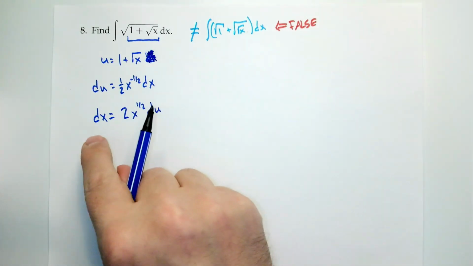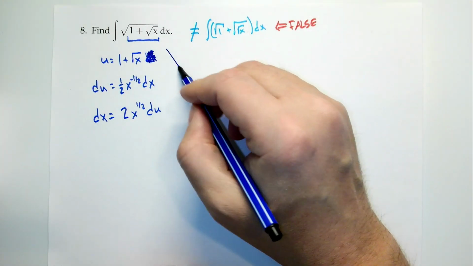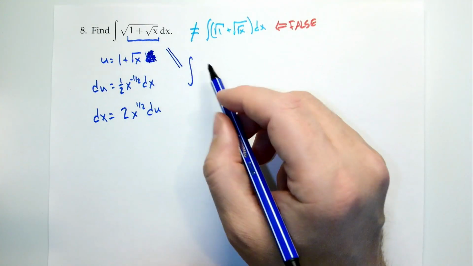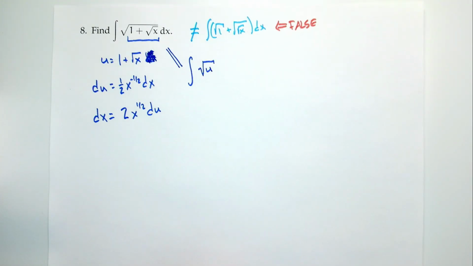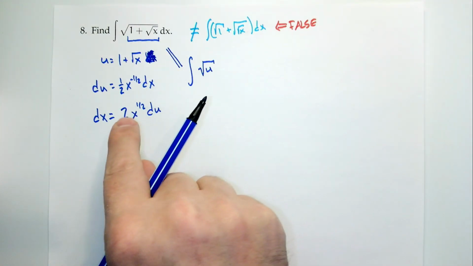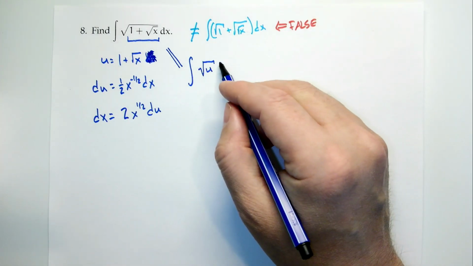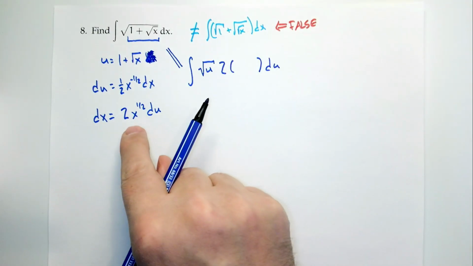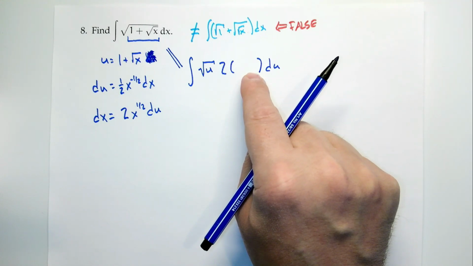Now, whenever we do a substitution, our goal is always, 100% of the time, everything has to change to the new variable. So the square root of 1 plus square root of x, well, that's easy enough to change. That's really square root of u. The dx, I can say, well, that's 2x to the 1/2 du. But the problem is I can't leave that x to the half in there. So I have this sort of gap. What can I do with x to the half?